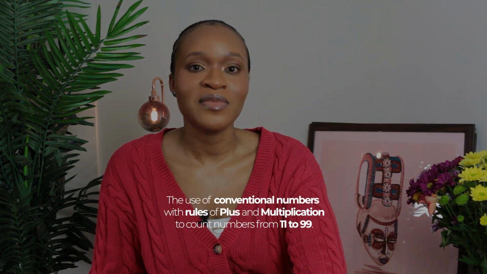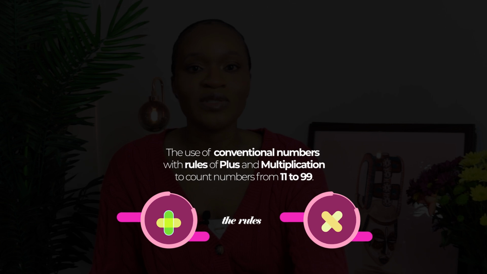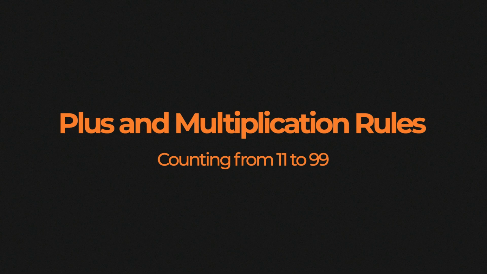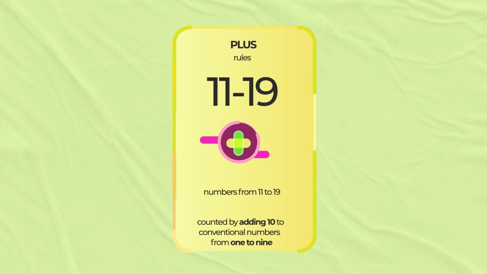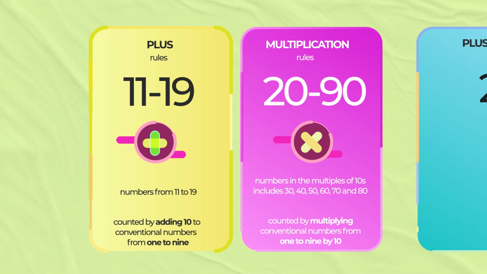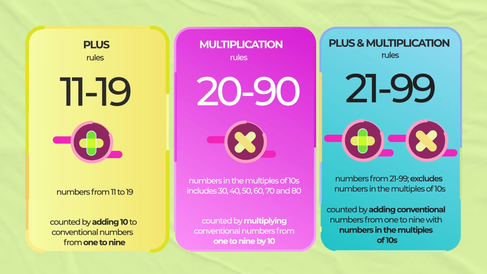the Igbo numbering system. And this is where the rules of plus and multiplication that we use in counting numbers come into play. Numbers between 11 to 19 are counted using plus, which is also known as addition. Numbers in the multiples of 10, that is 20, 30, 40, all the way to 90, are counted using multiplication. While numbers between 21 and 99, excluding those in the multiples of 10, are counted using a combination of plus and multiplication. Let's look at some examples of counting using the plus rules.